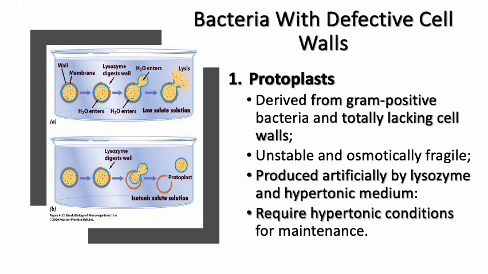Okay? So since the cell wall is lost, the bacterial cell is prone to osmotic lysis or shrinkage depending on the concentration of the surrounding solution. So it requires hypertonic conditions for maintenance of these types of protoplasts, a type of forms or shape of these gram-positive bacteria without their cell wall component.